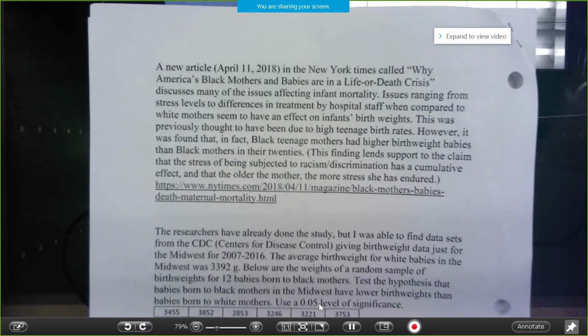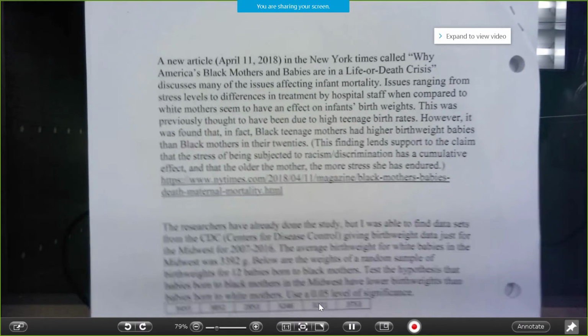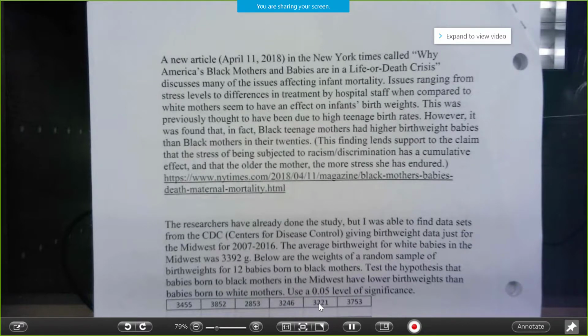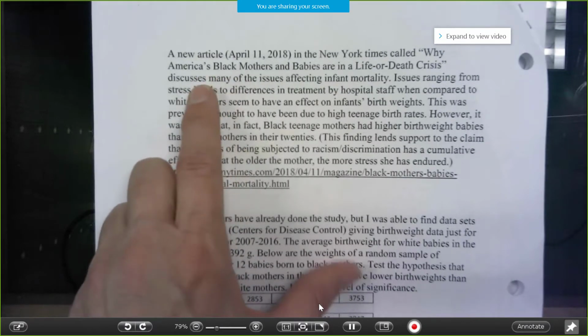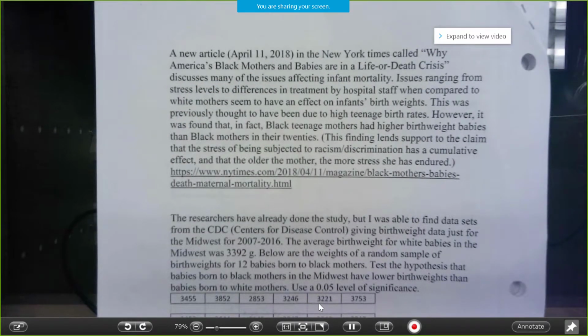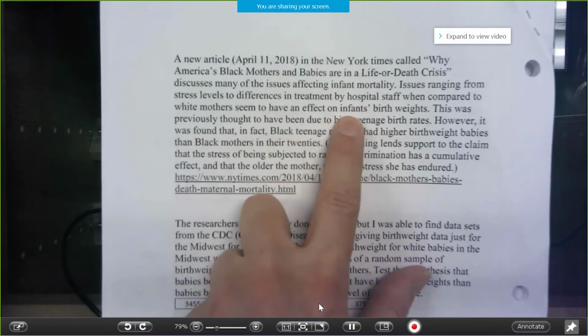One last problem. This is from an article that just came out last week in the New York Times. The title of the article is Why America's Black Mothers and Babies Are in a Life or Death Crisis. The article discusses many of the issues affecting infant mortality, ranging from stress levels to differences in treatment by hospital staff when compared to white mothers. All these differences seem to have an effect on infants' birth weight.